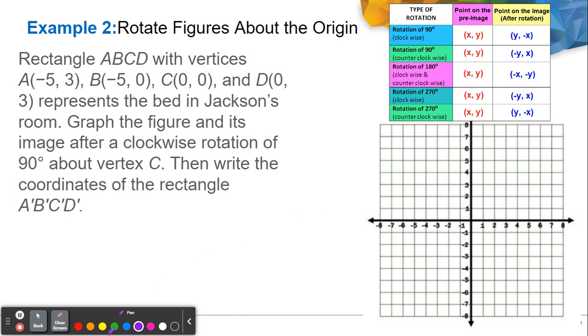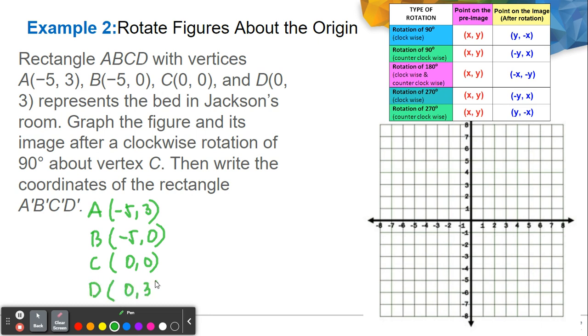So just like what we did a while ago, let's list down our ordered pairs for our pre-image. A is (-5, 3), B is (-5, 0), C is (0, 0), and D we have (0, 3). So let's graph it here. (-5, 3) will be this one. That's A. (-5, 0) is this. That's B. (0, 0) is C, and then (0, 3) is our D. So this is Jackson's bed. This is our pre-image.